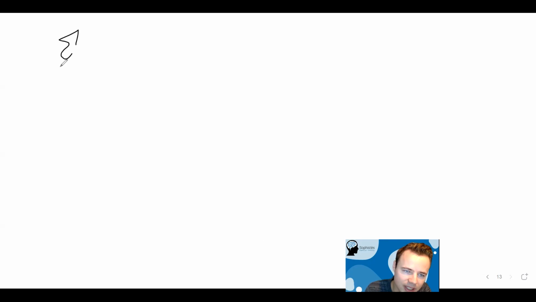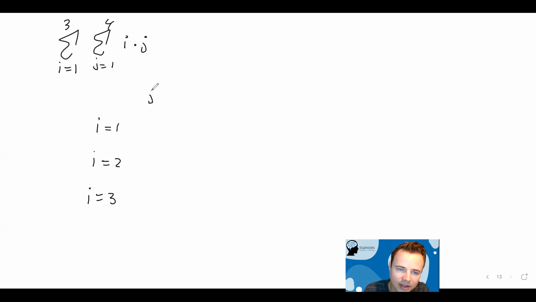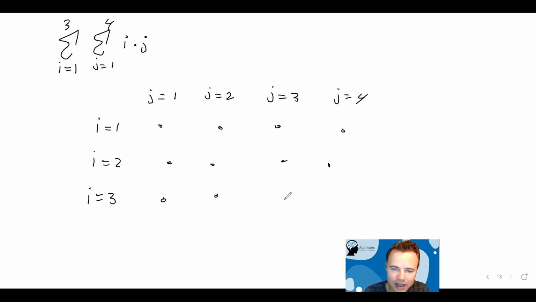So another way to see a summation is like this. i is 1, all the way up to 3. And then j is 1 all the way up to 4. And let's do i times j, for example. It could be anything. Another way to look at this is that you are seeing it as a table. So i is 1, i is 2, i is 3. And then the j will indicate the column. So j is 1, j is 2, j is 3, j is 4. So what you will get here is a table with 12 elements, which we will all add together. That's another way to look at this double summation.